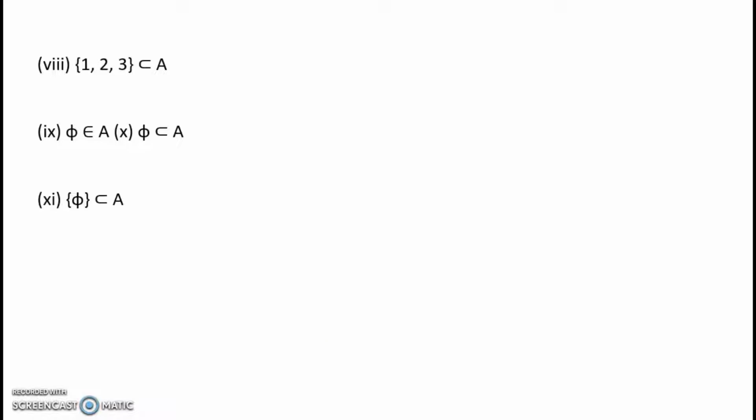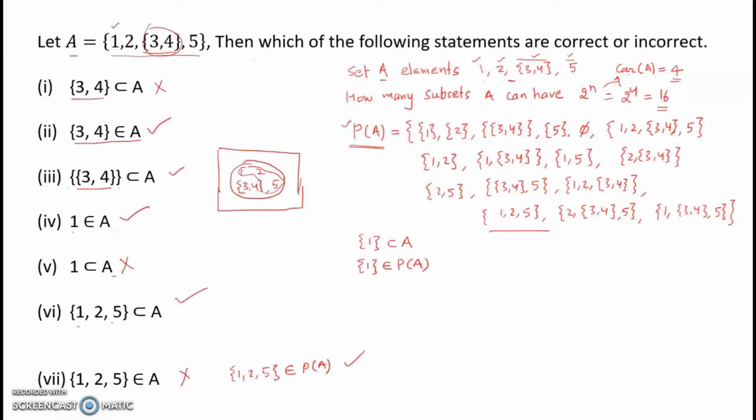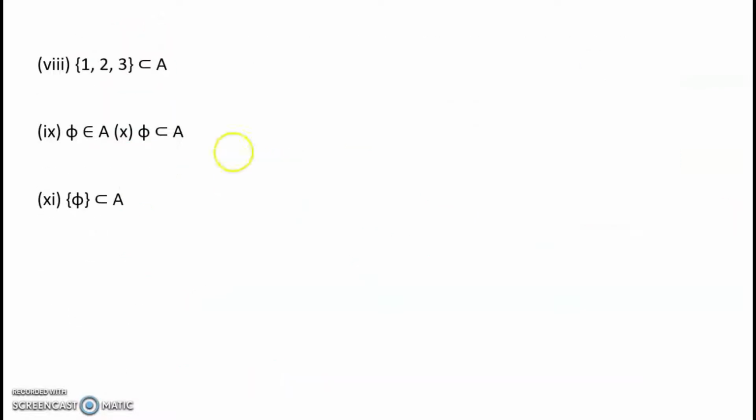In the same way, there are 2 more examples you can see. If you see {1, 2, 3}, it's a subset of A? You can clearly see 3 is actually in combination with 4, so it cannot be taken independently. So fundamentally {1, 2, 3} is a subset of A is an incorrect statement. Then 5 belongs to A, what do you think about it? And 5 is a subset of A.